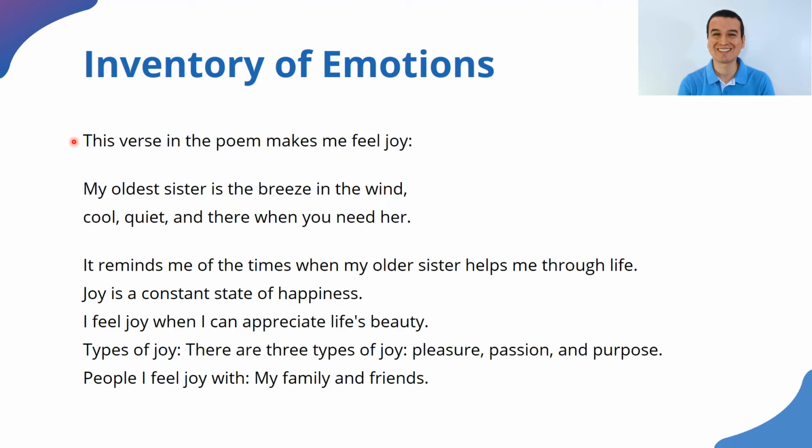Inventory of emotions. This verse in the poem makes me feel joy. My oldest sister is the breeze in the wind, cool, quiet, and there when you need her. It reminds me of the times when my older sister helps me through life. Joy is a constant state of happiness. I feel joy when I can appreciate life's beauty. Types of joy. There are 3 types of joy: pleasure, passion, and purpose. People I feel joy with: my family and friends.